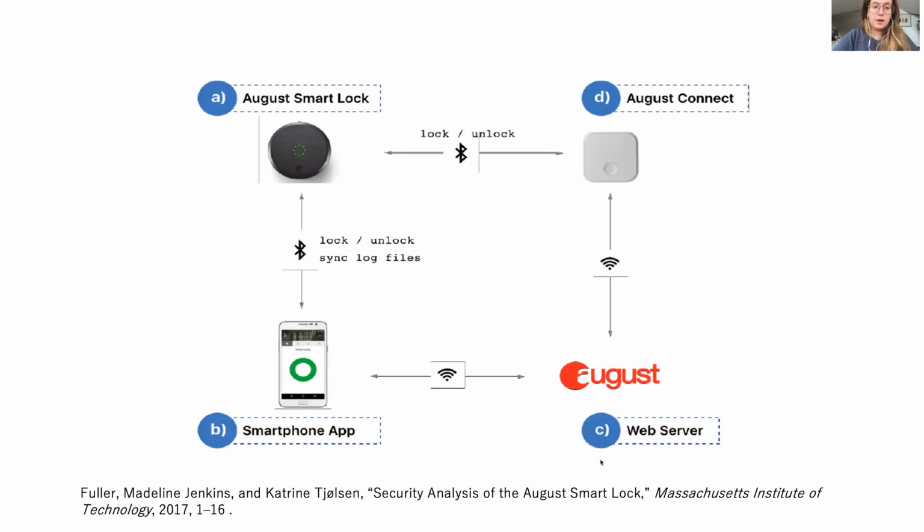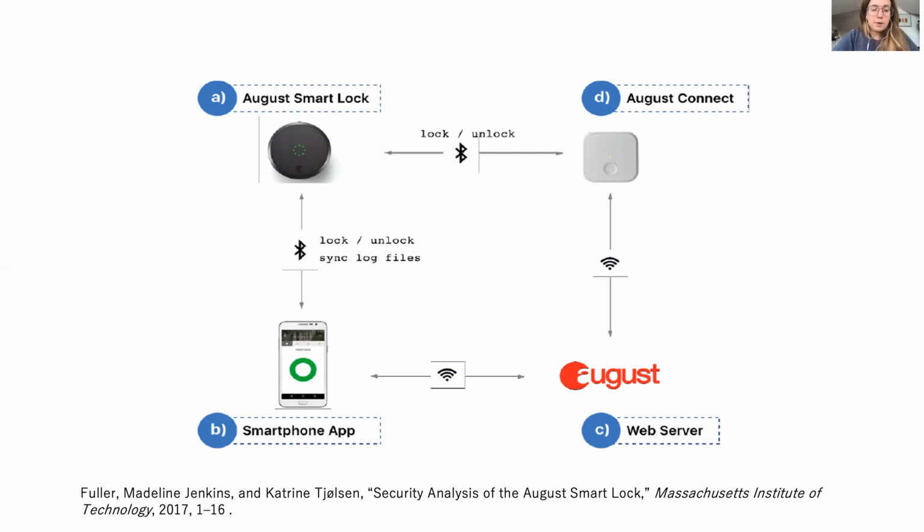So the problem which I want to address today can be illustrated through looking at a couple of papers doing security analysis on smart locks and generally Internet of Things devices. So for example, the chart here displays an August smart lock system, which has a Bluetooth enabled device, which attaches onto a conventional padlock. That device uses Bluetooth to connect to a smartphone app, which in turn uses Wi-Fi to connect to the August web servers. Please ignore the August Connect for now.